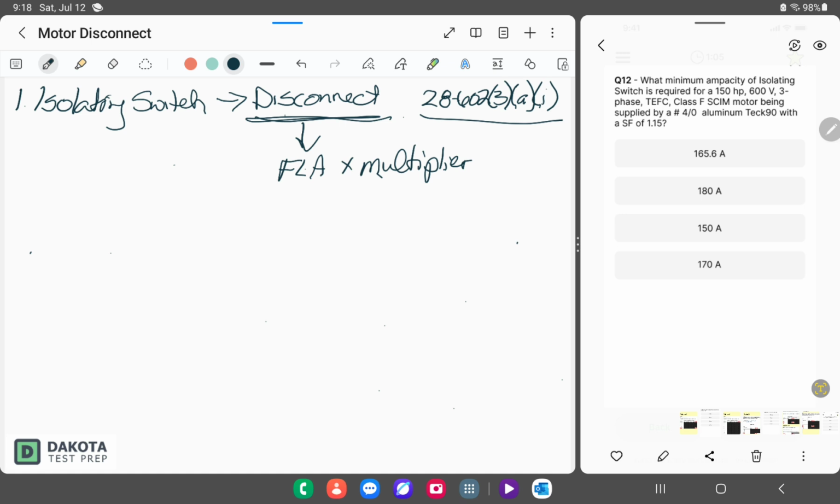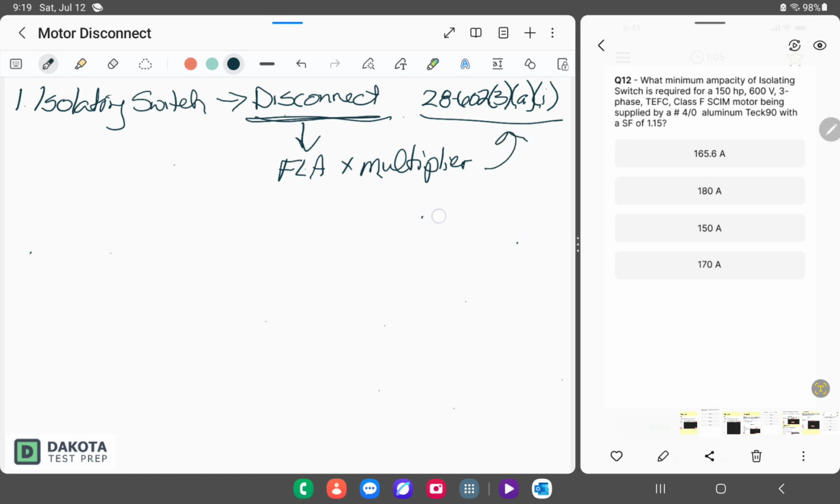So when we look at this question, how much of this stuff is completely irrelevant and we do not need? Because remember, when it comes to the exam, they are trying to trick you. They're going to throw a bunch of extra stuff that you don't need, because all we need is the FLA and the multiplier from that code.